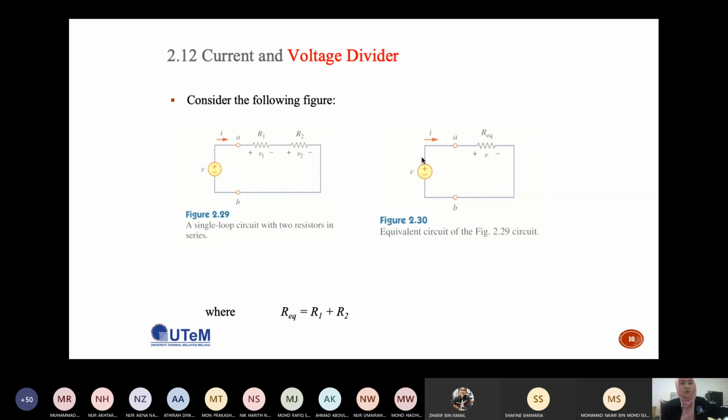Consider the following figure over here. You have a series circuit, with R1 and R2 connected in series. So you can calculate the R equivalent. Since it's a series circuit, the R equivalent is equal to R1 plus R2. You can simplify this circuit to become this circuit, where the resistor here is equal to R equivalent.